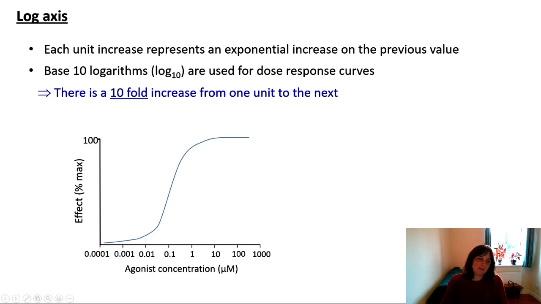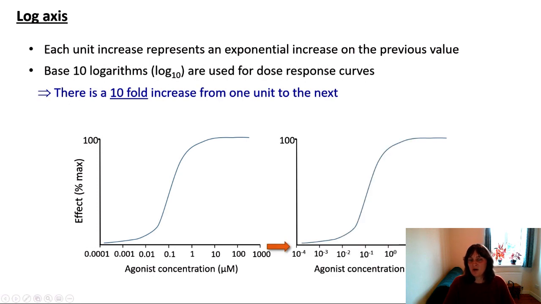Now you may in papers see the x-axis written out like this, like 0.001, 0.1, but more often than not you won't. And part of that is just a space-saving measure on the actual axis on the graph. So more often than not you'll see it plotted as like 10 to the 1, 10 to the 2, 10 to the 3. So 10 to the 1 is 10, 10 to the 2 is 10 times 10, which is 100. 10 to the 3, 10 times 10 times 10, which is 1,000. So just a note on the log axis there.